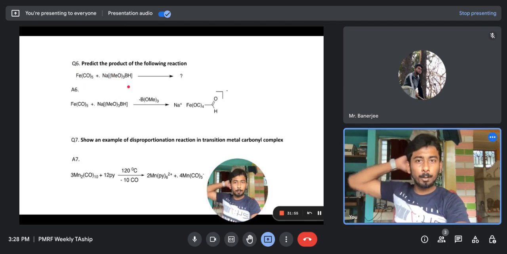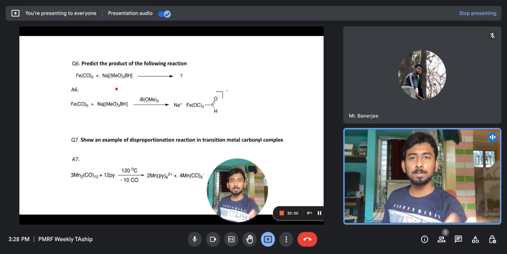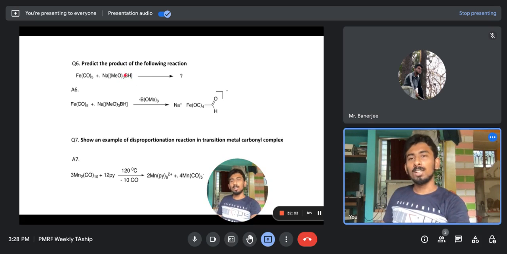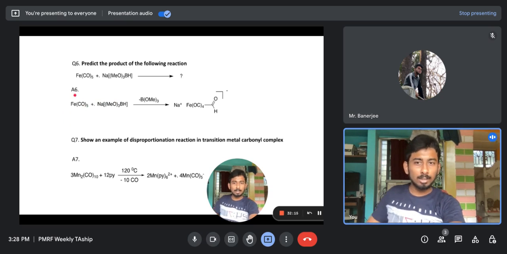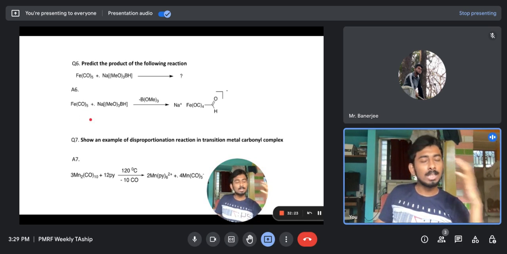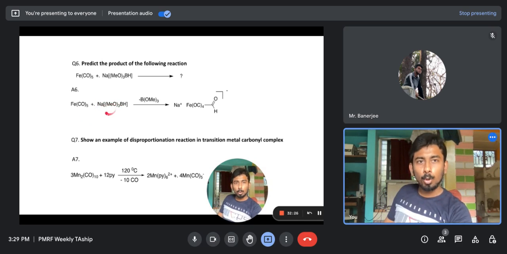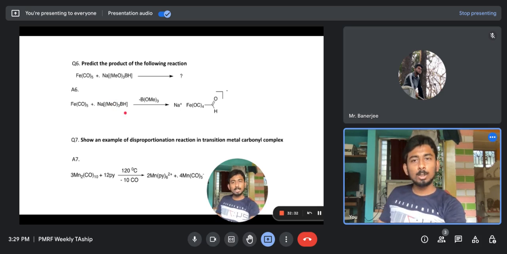So in this case, what is the product? Since the methoxy groups are electron donating groups, they increase the electron density on the boron atom. So the hydridicity of this boron hydride bond will be much higher, and this hydride will be transferred to one of the CO molecules. The COs are bound to the metal atom, so their electrophilic character is much more. Also, this borohydride is quite activated because of the electron releasing methoxy groups. So this hydride will eventually attack one of the CO molecules.